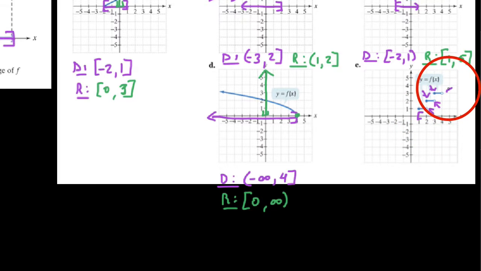The only gap that doesn't get filled in by the next portion of this graph is at 4. So we would say the domain of this would be starting at 1 and including 1 and going up to but not including 4, because there is a gap there at the end. So we would say 1 up to but not including 4.